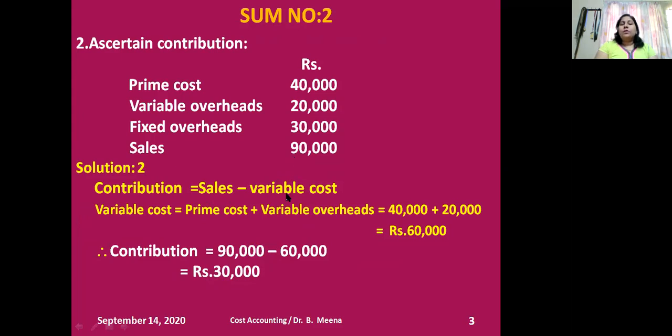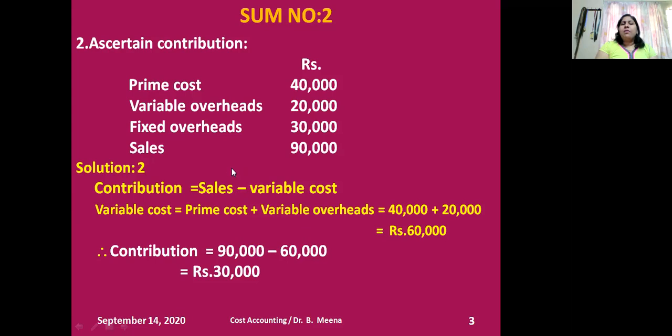But the variable cost, how to calculate it? We need to calculate the variable cost using this information. What information can we make use of to calculate the variable cost? Prime cost and then variable overheads. Fixed overheads is irrelevant information to calculate the contribution, because the contribution formula is sales minus variable cost.